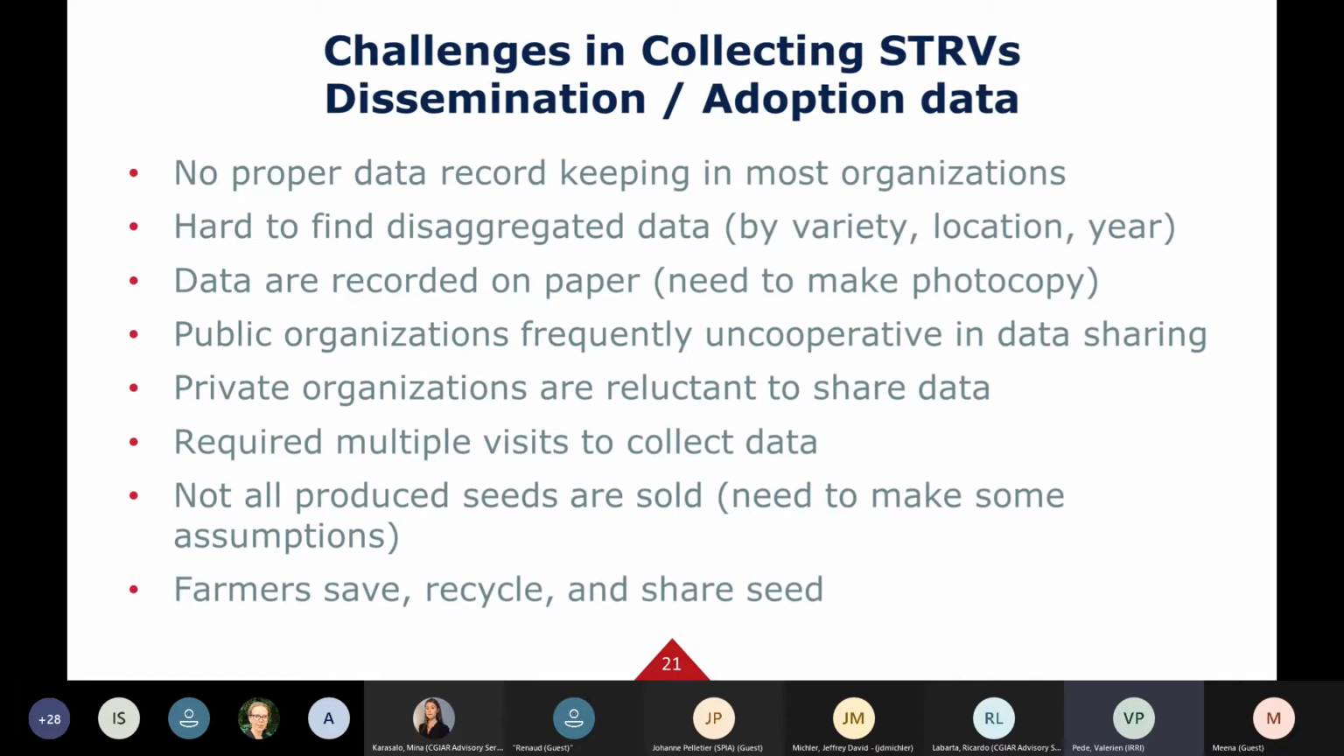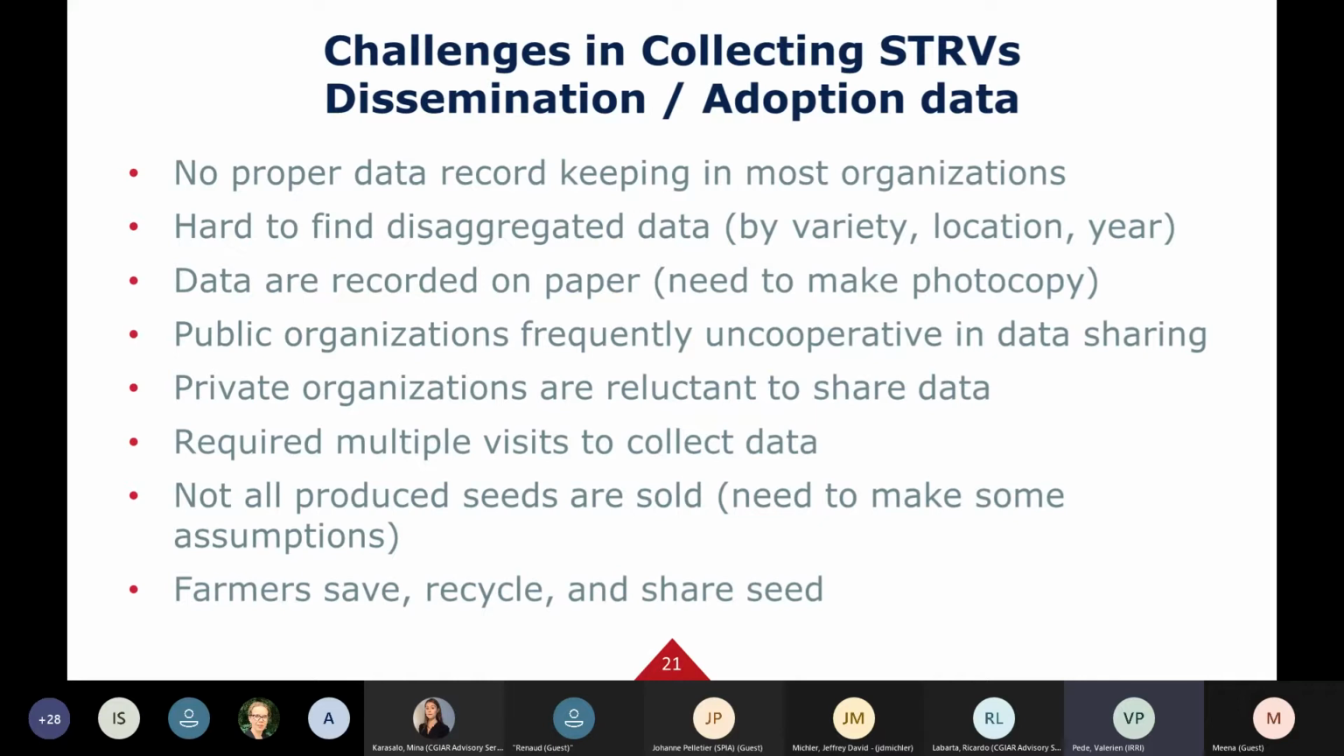On many occasions with the public organizations, we've seen a lot of resistance. They are not always cooperative in terms of sharing data, and especially the private organizations are very reluctant to share some of the data. One other thing that is also a major challenge is that we have to conduct multiple visits to the local office, sometimes conducting some discussion over the phone.